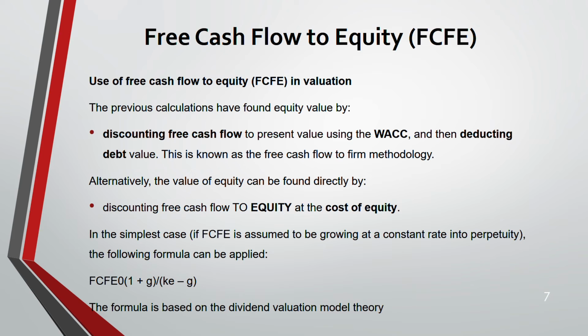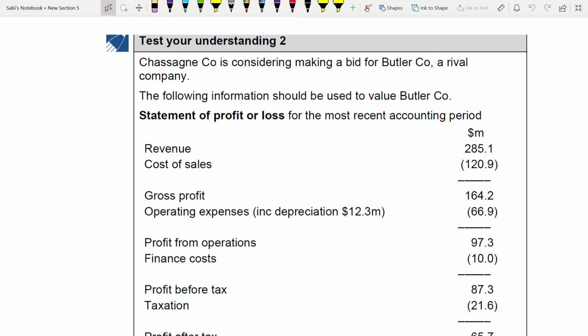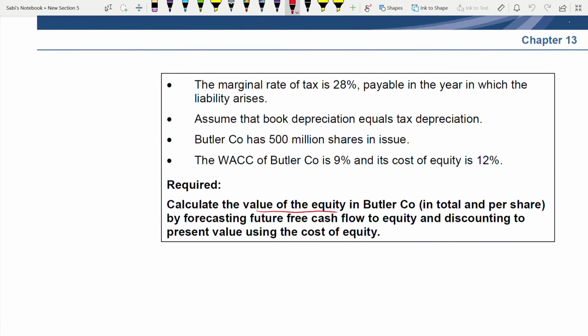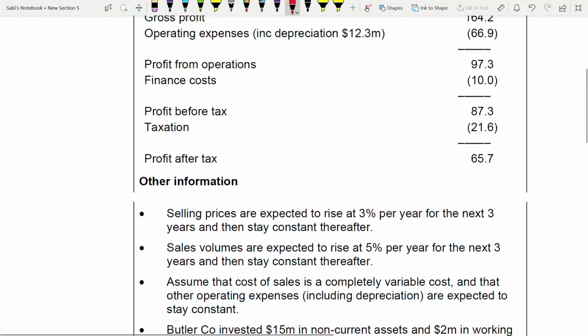Now let us do Test Your Understanding 2, the final question for this lecture, and end this lecture. Here, let us first read the requirement. Calculate the value of the equity in total and per share by using free cash flow to equity and discounting it at the cost of equity. So they have clearly written which discount rate to use and what you need to find out. Okay, so let's read this.